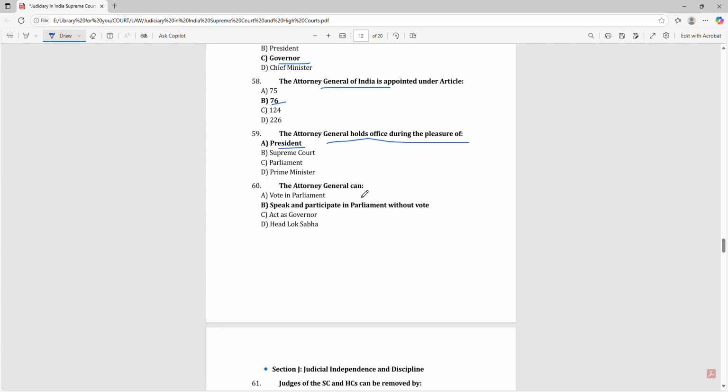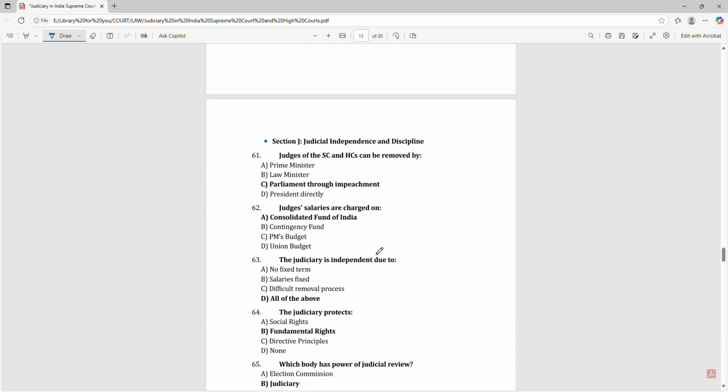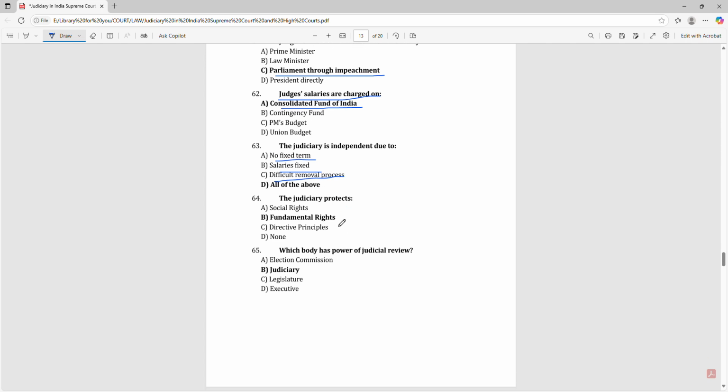The Attorney General can speak and participate in Parliament without what? Judges of the Supreme Court and High Courts can be removed by the Parliament through impeachment. Judges' salaries are charged on the Consolidated Fund of India. The judiciary is independent: fixed term, fixed salary, difficult removal process. The judiciary protects fundamental rights.